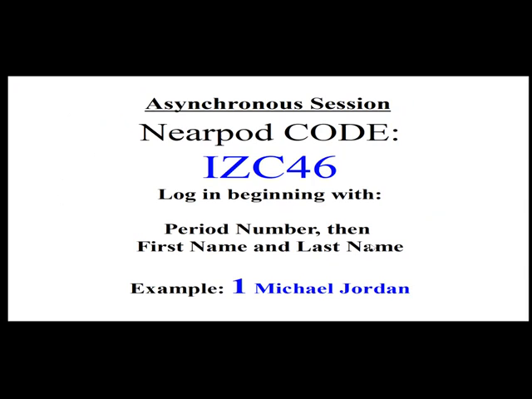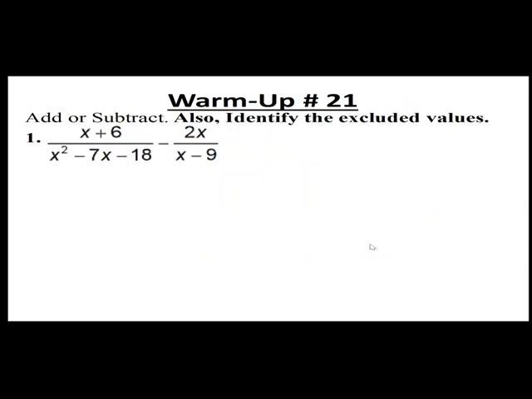All right, so really quick, once again, our warm-up for today was warm-up number 21. It said add, subtract, also identify excluded values. And we had for number 1, (x + 6)/(x² - 7x - 18) - 2x/(x - 9). And that's for you to practice.